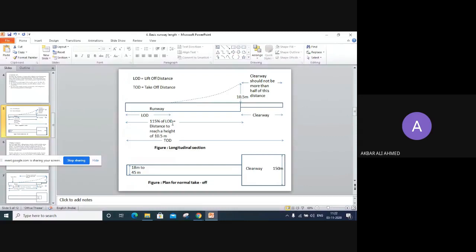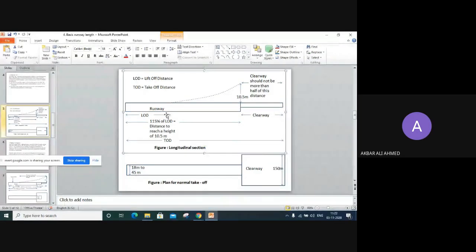Okay, this is 100% of lift off distance, right? So what is 115% of the lift off distance? It should not be somewhere here. It should be somewhat less. Somewhere here it should be. Okay. So 115% of lift off distance. What is lift off distance to reach a height of 10.5 meters? 10.5 meter also should be here. But for simplicity, I am drawing in this manner. So that 10.5 meter is located just near the clear way.